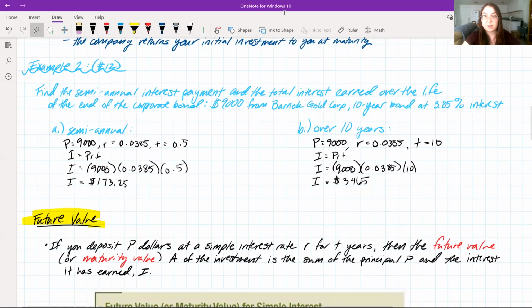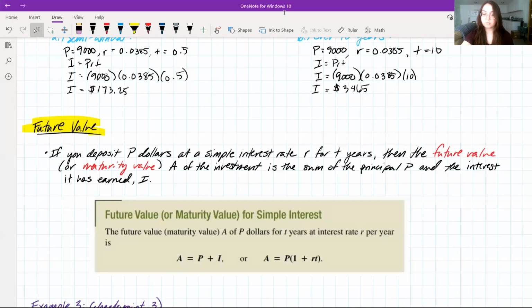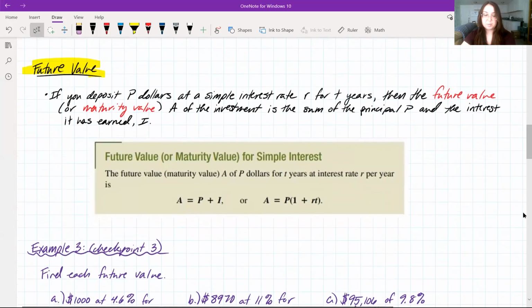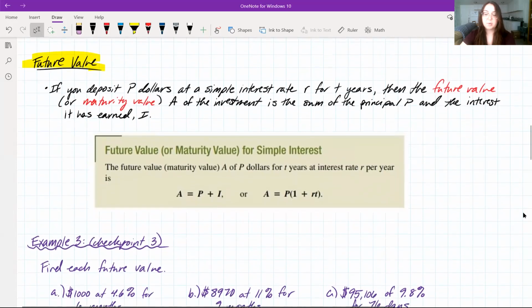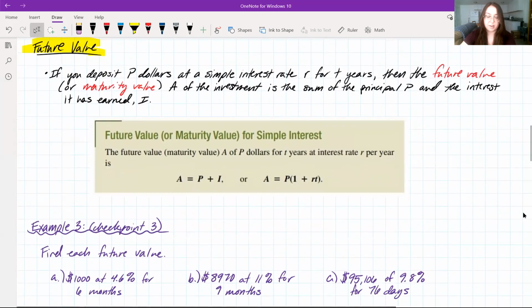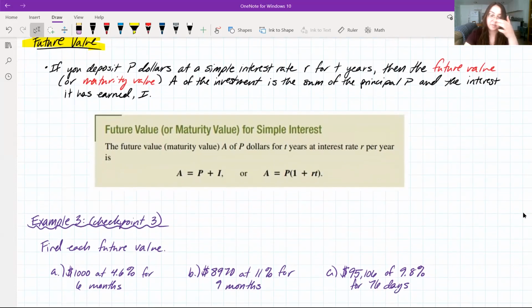All right, so now we can talk about future value. If you deposit P dollars at a simple interest rate R for T years, then the future value or the maturity value A of the investment is the sum of the principal and the interest it has earned I. So we have our definition here of our future value or maturity value, you can call it whatever you'd like.